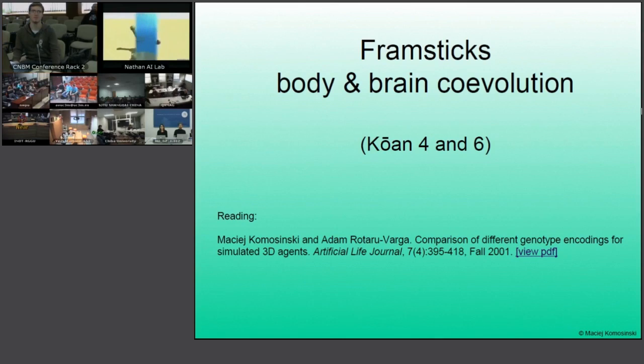Okay, now we can see FrameSticks that have been evolved for their ability to swim in water. So this may be nice for Koan 4.